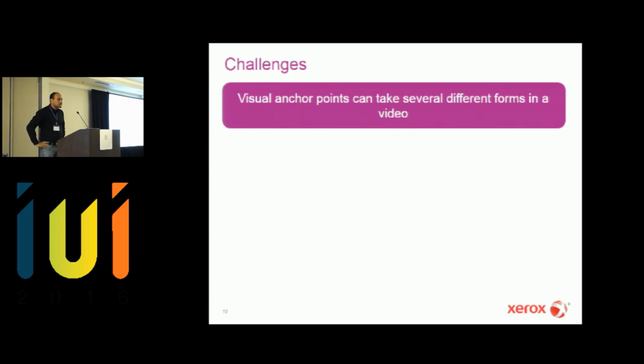There are a few research challenges that we need to solve for the second problem of localizing as well as classifying those visual anchor points. We want to localize where there is a visual anchor point in a video, and then classify it into one of the 6 different categories that I just demonstrated to you. The first challenge is that visual anchor points can take several different forms in a video.